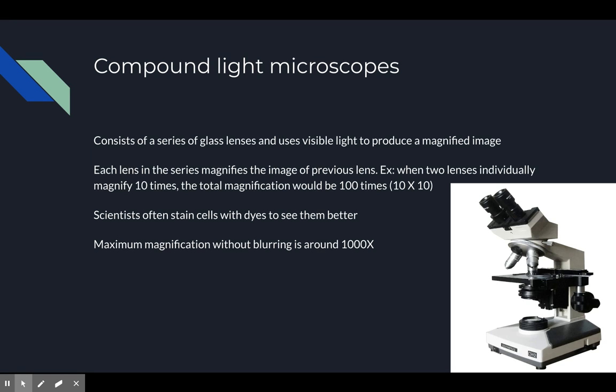So talking about compound microscopes first, compound light microscopes consist of a series of glass lenses and use visible light to produce a magnified image. Each lens in the series magnifies the image of the previous lens. So, for example, we have two lenses, and individually they are 10 times. The total magnification would be 100 times because you multiply 10 times 10. Scientists will often stain cells with dye to see them better, and the maximum magnification without blurring the subject in a compound light microscope is 1,000 times.